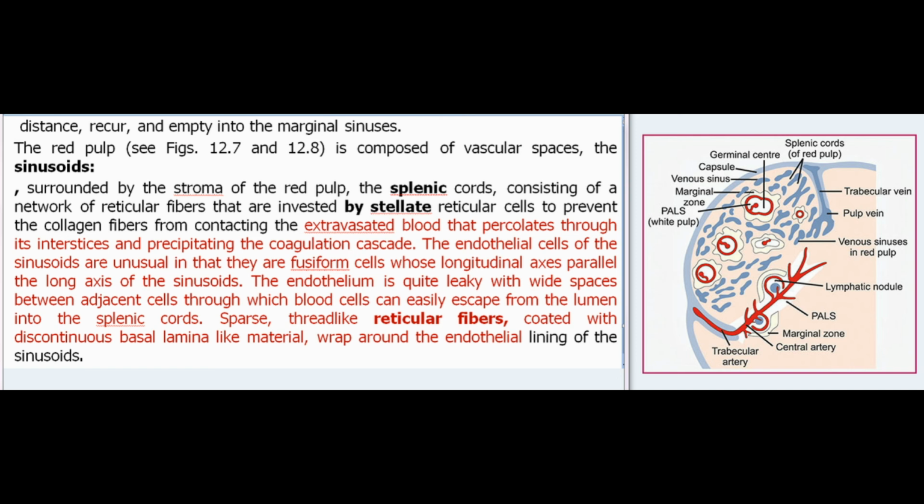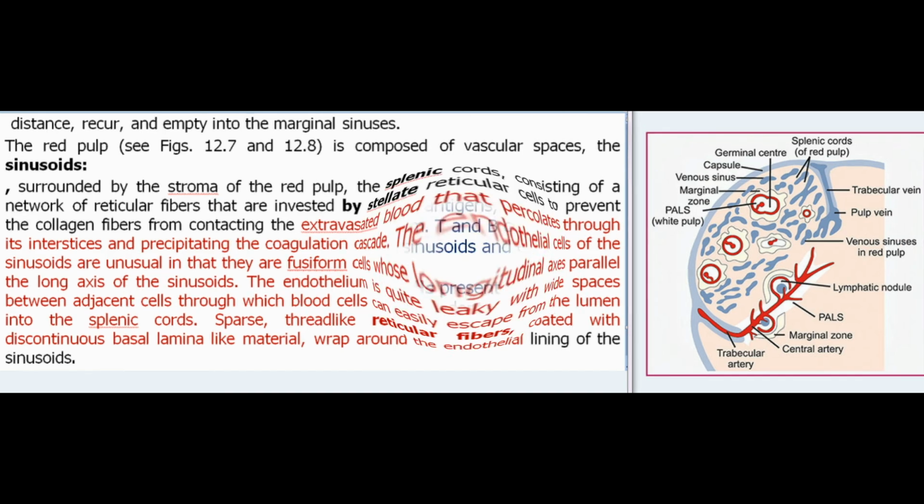The endothelium is quite leaky with wide spaces between adjacent cells through which blood cells can easily escape from the lumen into the splenic cords. Sparse, thread-like reticular fibers, coated with discontinuous basal lamina-like material, wrap around the endothelial lining of the sinusoids.